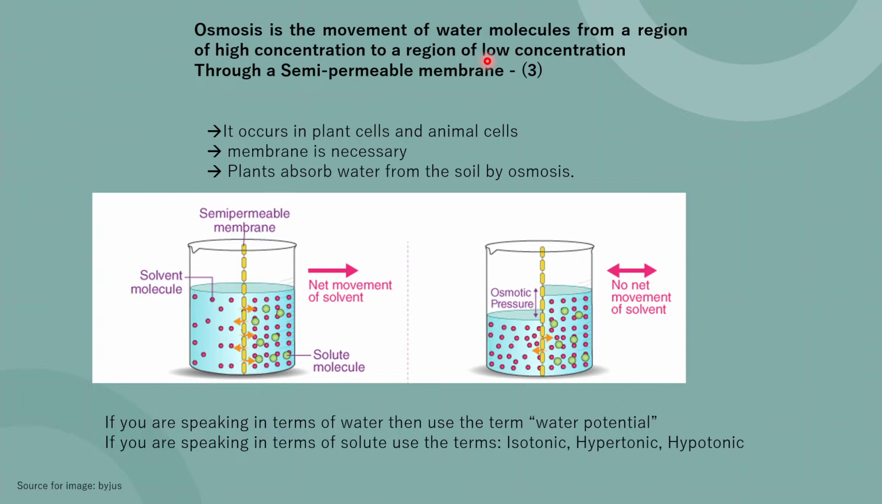So what does isotonic mean? Isotonic means that there is an equal number of solute and water particles. Hypertonic is when there are more solute particles than water particles. Hypotonic is when there are more water particles than solute particles.